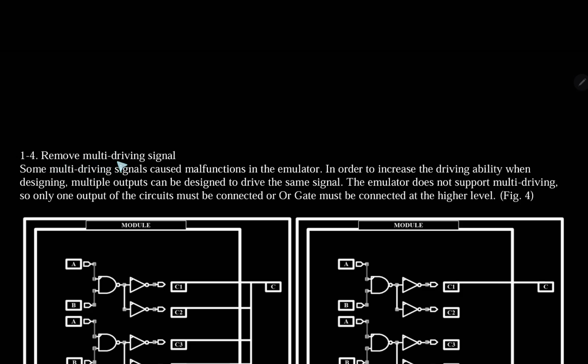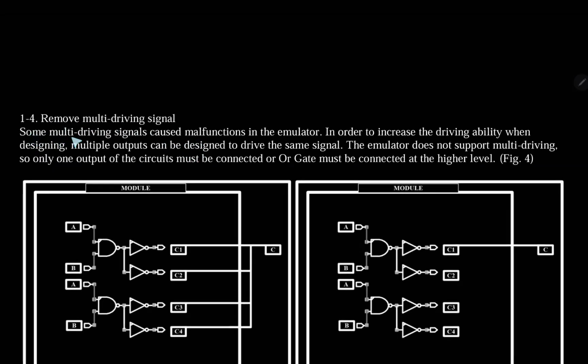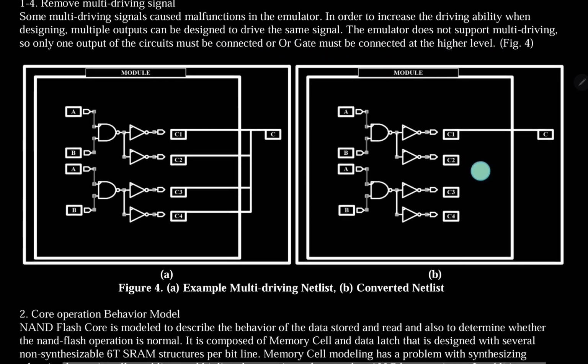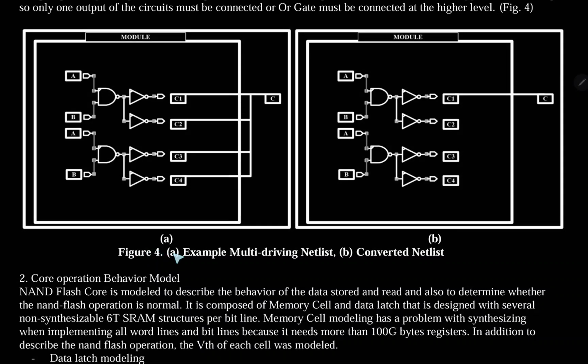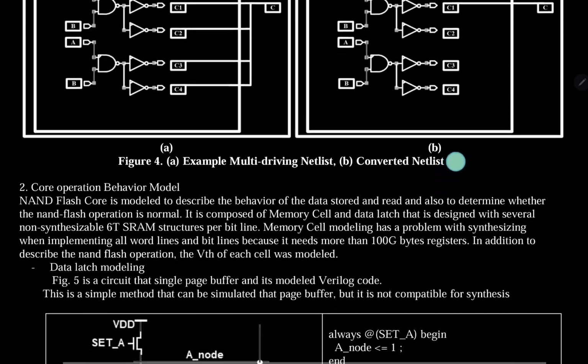1-4. Remove multi-driving signals. Some multi-driving signals caused malfunctions in the emulator. In order to increase the driving ability when designing, multiple outputs can be designed to drive the same signal. The emulator does not support multi-driving, so only one output of the circuit must be connected, or an OR gate must be connected at the higher level. Figure 4 is an example of a multiple driving netlist and a converted netlist.